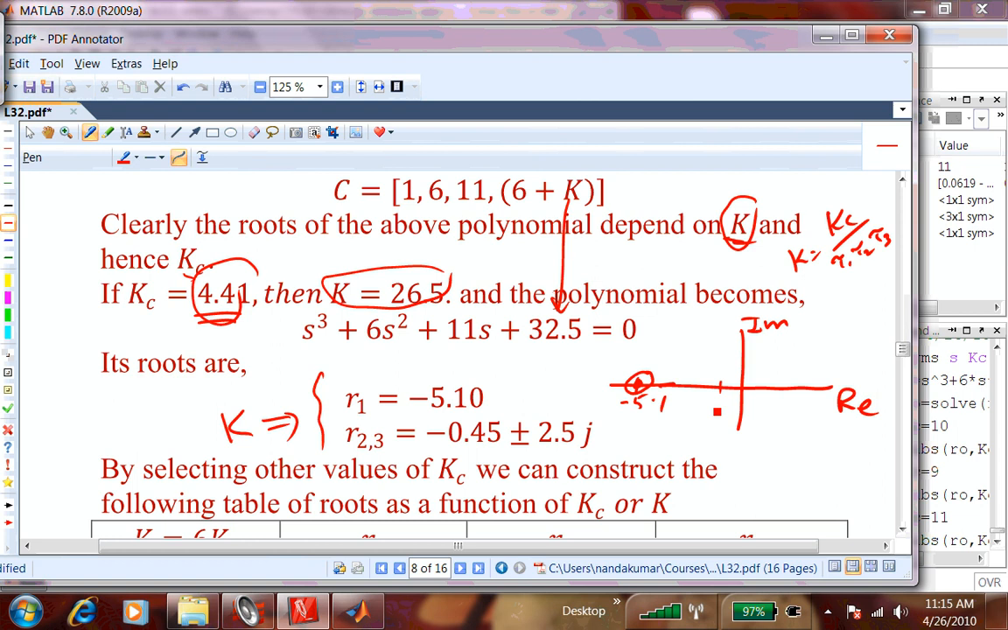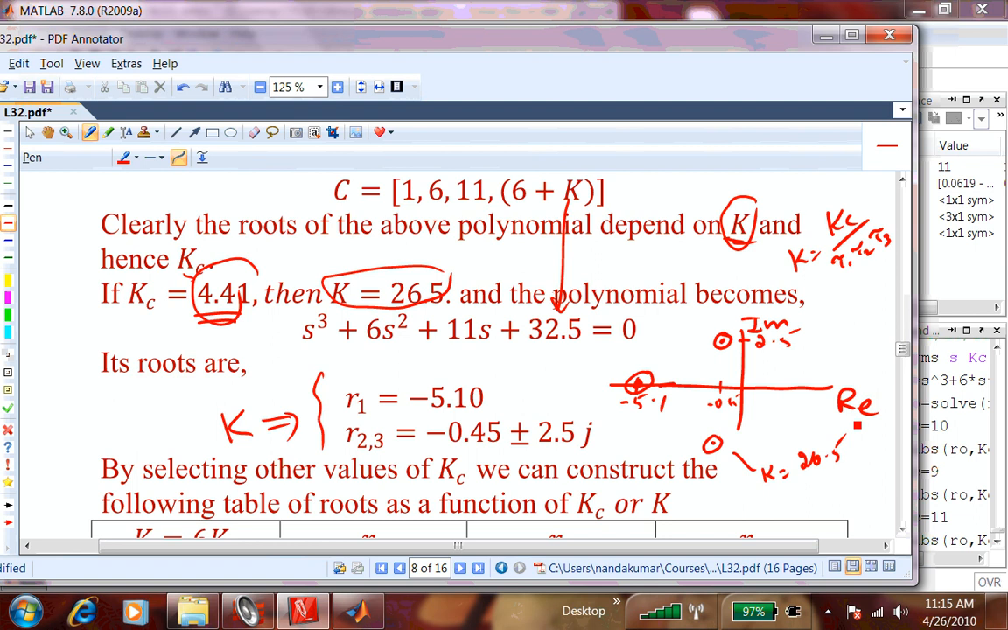On the left half, I look for minus 0.45, and then go up and down, looking for 2.5. So these three roots are located on my complex plane according to this. And in my mind, I need to keep track that these roots correspond to a k value of 26.5. Okay? So the root locus then says, okay, now it's not 26.5, it's 30.